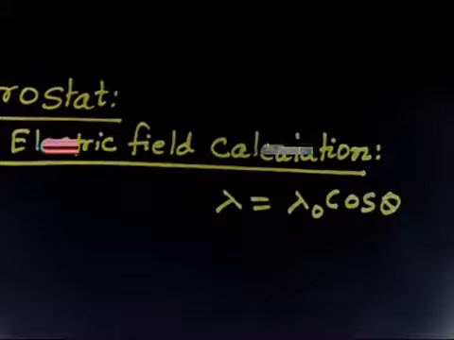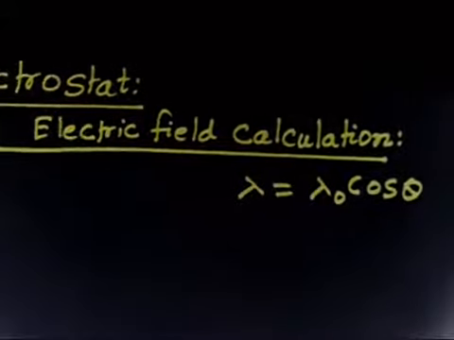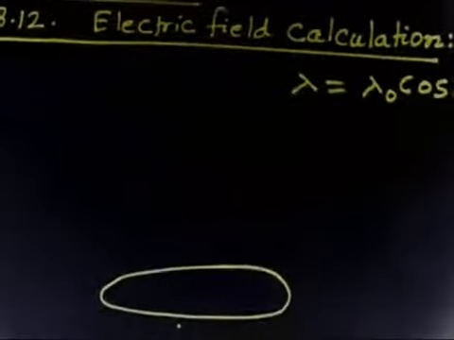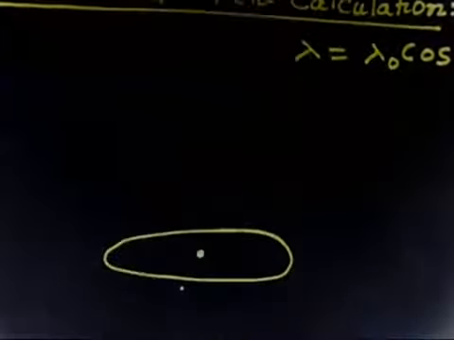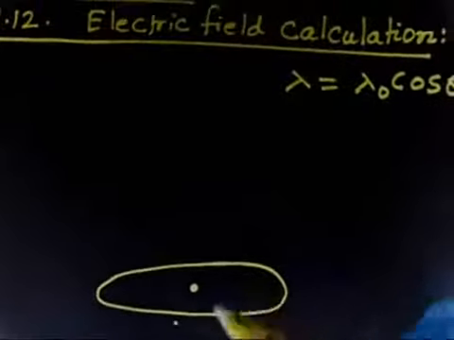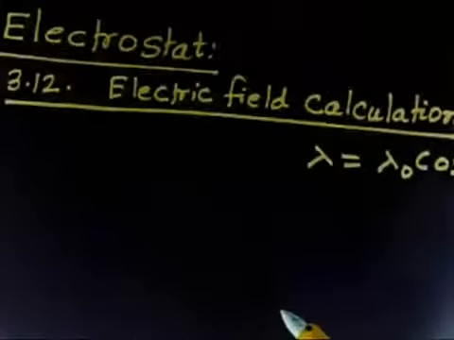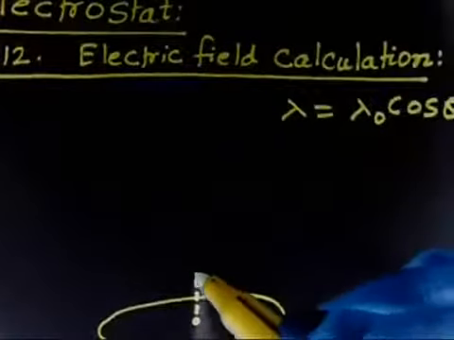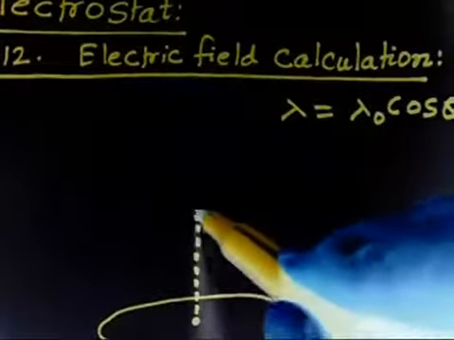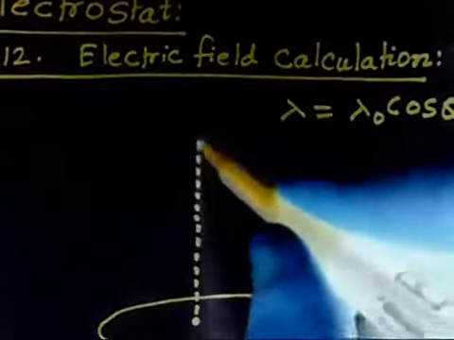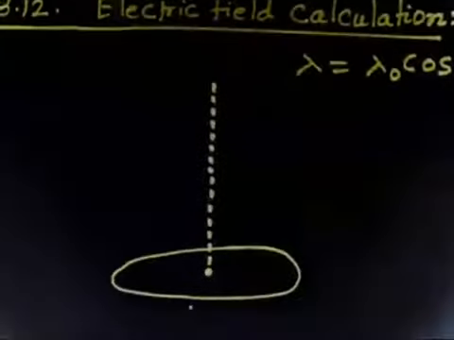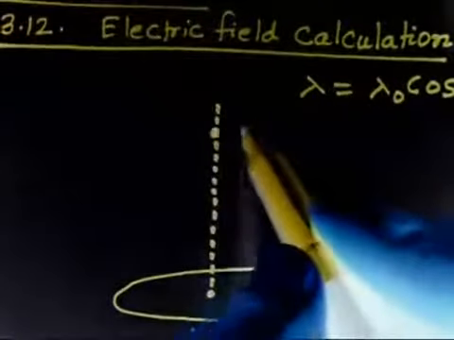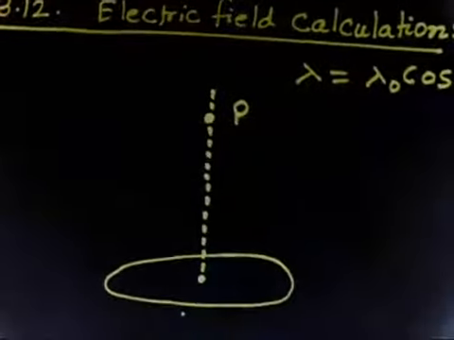The first part of the question says, find the magnitude of electric field strength on the axis of a ring at a distance x from the center. So we have to find the electric field. Let us say this is the center of the ring, and this is the axis of the ring, which I have plotted along the z direction. I have to find the electric field somewhere here. So this is a point P, and I have to find the electric field at point P.